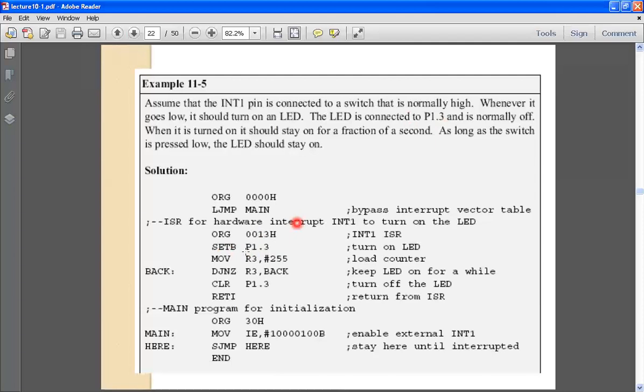So this is SETB. Why is it set? Because initially it is in the normal off condition, and therefore it is set to the value 1. Then wait for a while, and for this we don't require any timer to wait.